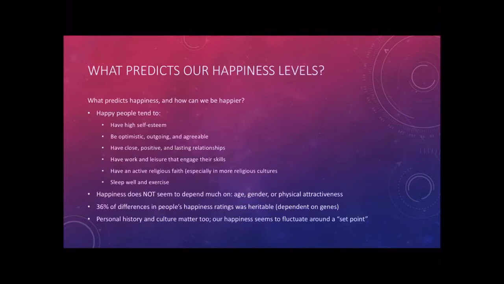Happiness seems to fluctuate around some kind of set point. So everyone has kind of a base level of happiness, like when you wake up in the morning, just kind of your base mood level. And then, of course, you can feel more or less happy based on things that happen, but we always kind of hover around that set point.